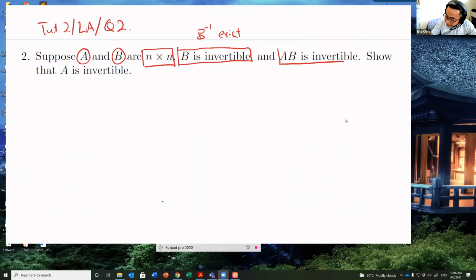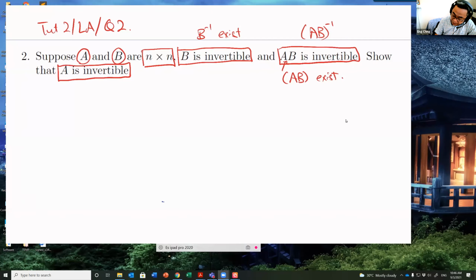AB is invertible, and AB exists because A is square, B is square. So a square matrix by a square matrix can be multiplied, so that's okay. But in addition to that, he tells you AB is invertible. So AB minus 1 exists. All right, so he tells you all this, and then he asks you, is A invertible?